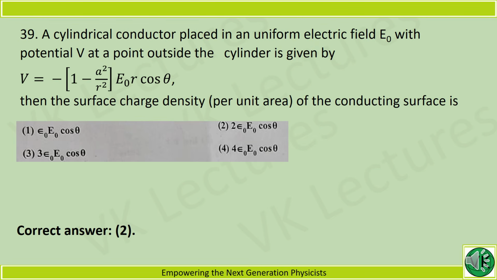An electrical conductor is placed in a uniform electric field E naught, with a potential V at a point outside the cylinder given by V equals minus 1 minus a square by r square times E naught r cos theta. The surface charge density per unit area of the conducting surface is, the answer is option 2, 2 epsilon naught E naught cos theta.